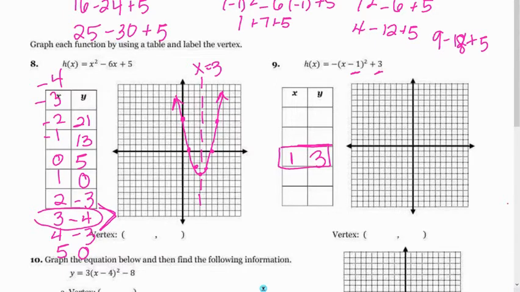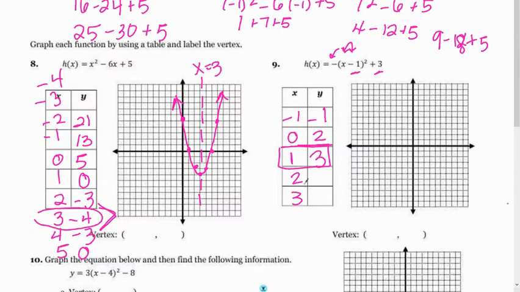Now I'm going to pick some numbers, so like 1, 2, 3, and then go backwards, 0, negative 1. And I'm going to double check my work, knowing that this one's going to be a frown because of that negative 1 out front. So I plug in negative 1, I get negative 1 minus 1, which is negative 2 squared is 4, and negative 4 plus 3 is negative 1. When I plug in 0, I get negative 1 squared, which is 1, negative 1 plus 3 is 2.